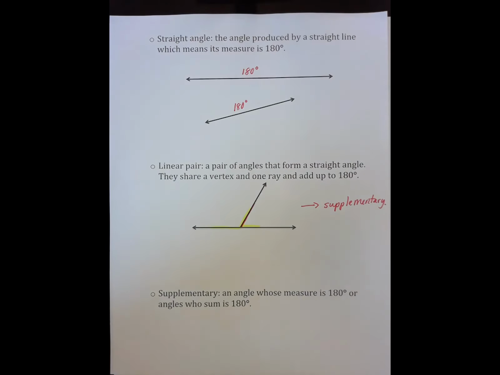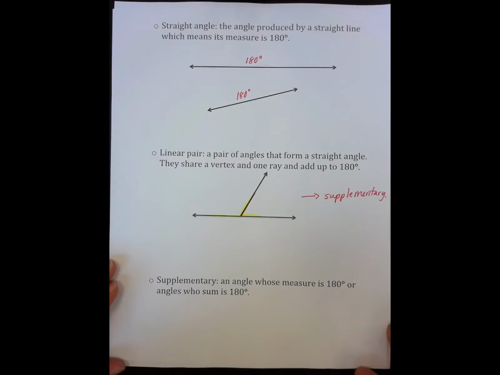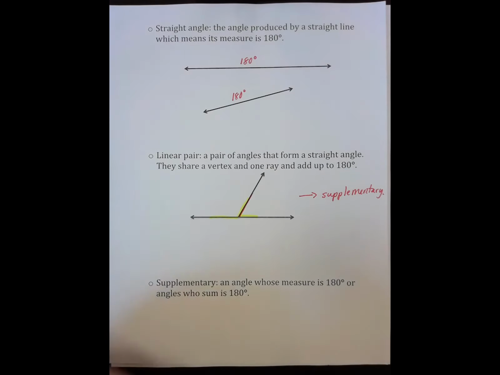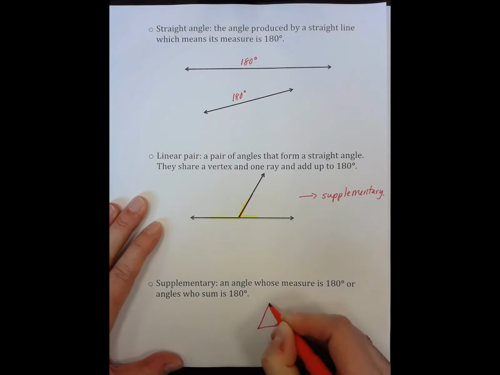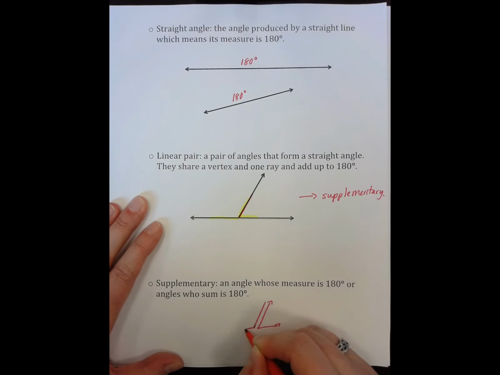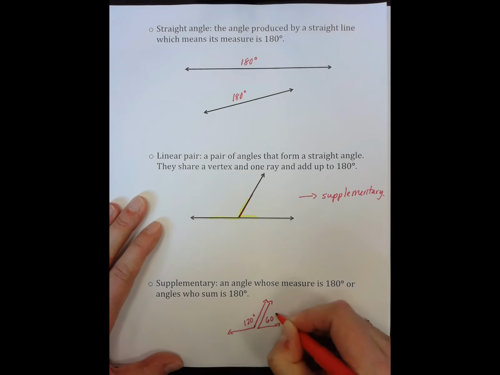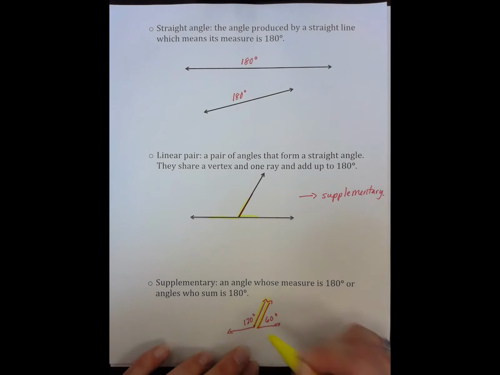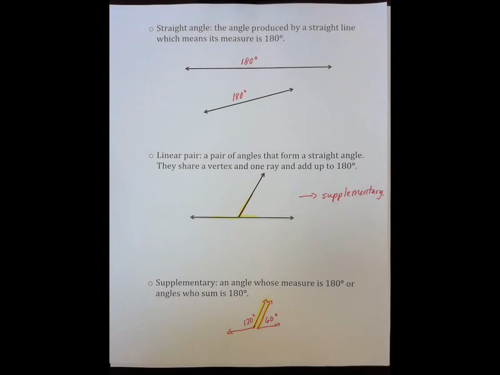However, it is important to note that not all supplementary angles are linear pairs. For instance, this angle and this angle, we'll say this is 120 and we'll say this is 60. These two angles are supplementary angles. They add up to 180, but they're not a linear pair. They don't share one side of the angle. They are two separate angles. They're not connected physically.